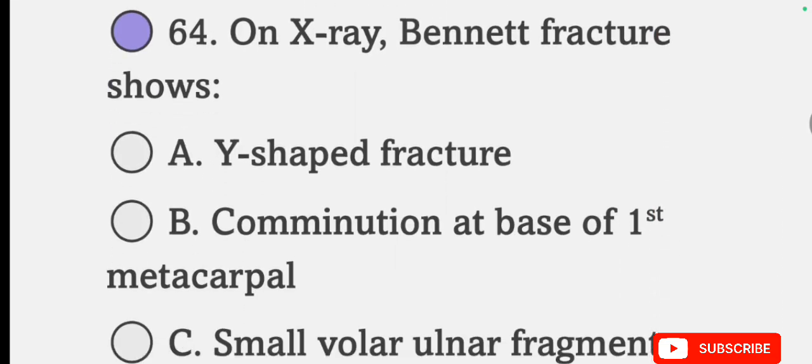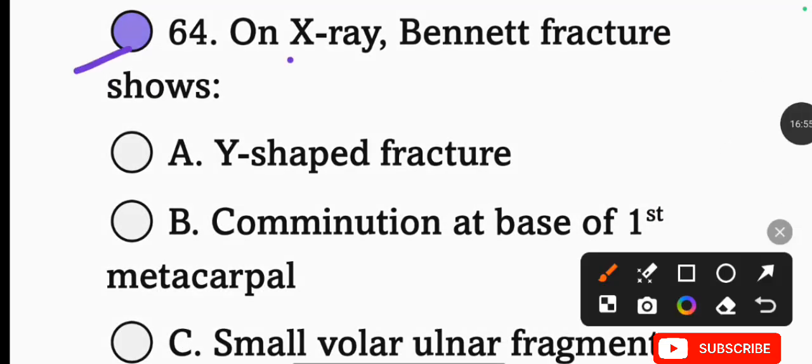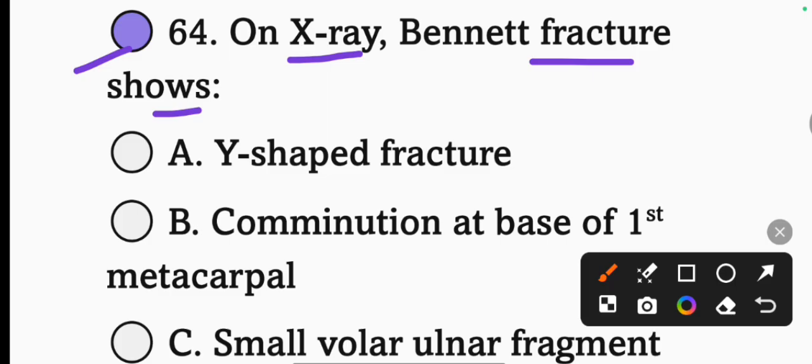Okay, now come to 64, question on X-rays: Rolando fracture shows. Rolando fracture is an intra-articular fracture seen as a fracture of the base of the first metacarpal plus dislocation of the CMC joint. So the X-ray radiologically shows a small triangular volar ulnar fragment.